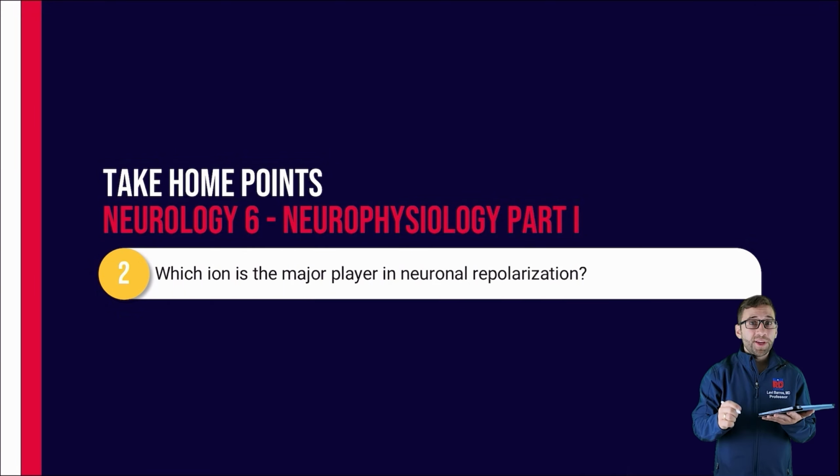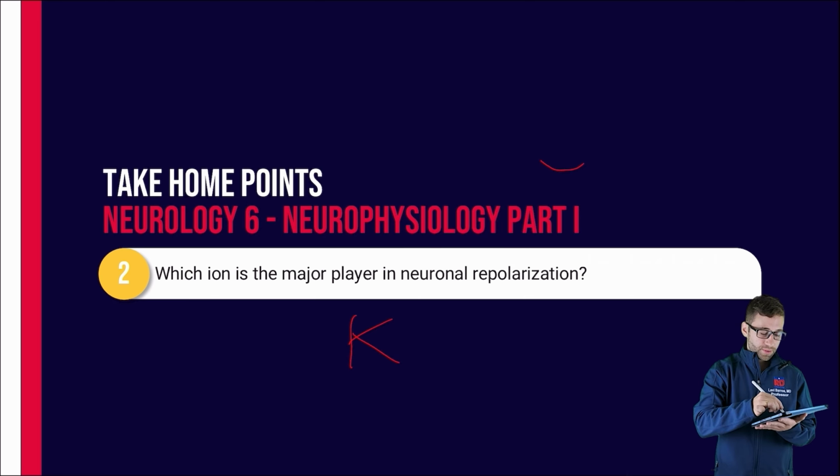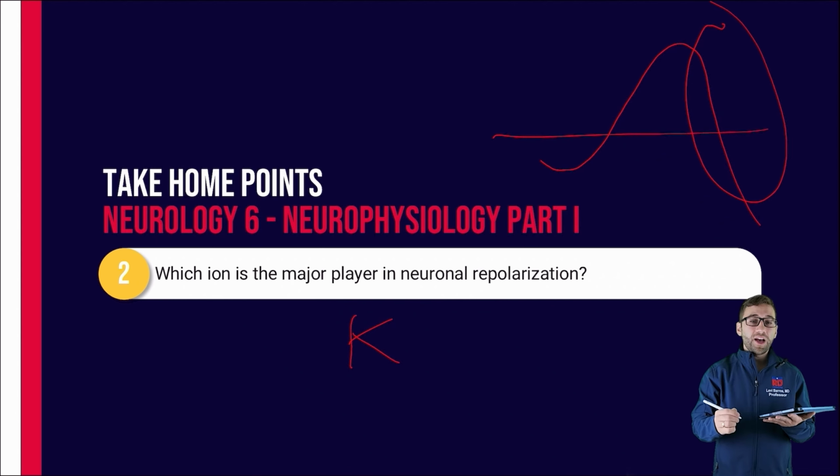Which ion is a major player in neuronal repolarization? The answer for that is potassium. Repolarization is this phase, okay? After the peak of the action potential here, voltage-gated potassium channels open, allowing potassium ions to flow out of the neuron. This efflux of positive ions causes the membrane potential to return to its resting state.